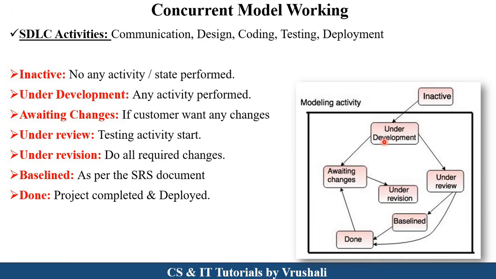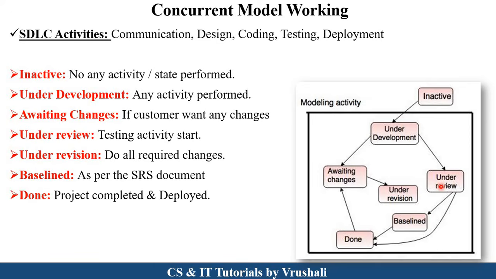After that, if the customer wants any changes, it goes to the awaiting changes state. Means the customer wants particular changes. So they collect the new requirements from the customer, and do all the necessary changes in the under revision state. Awaiting changes means collecting requirements from the customer, the customer wants changes. Under revision state means doing all the required or necessary changes here. If the customer doesn't want any changes, then the under development state directly goes to under review. Means after communication, design and coding, they go to under review.